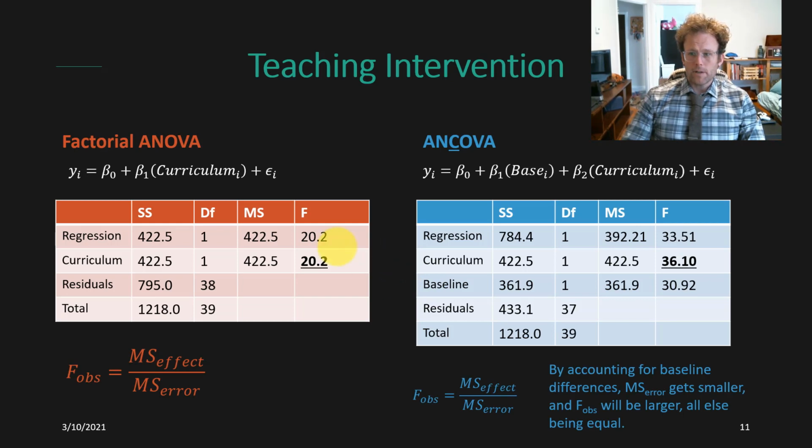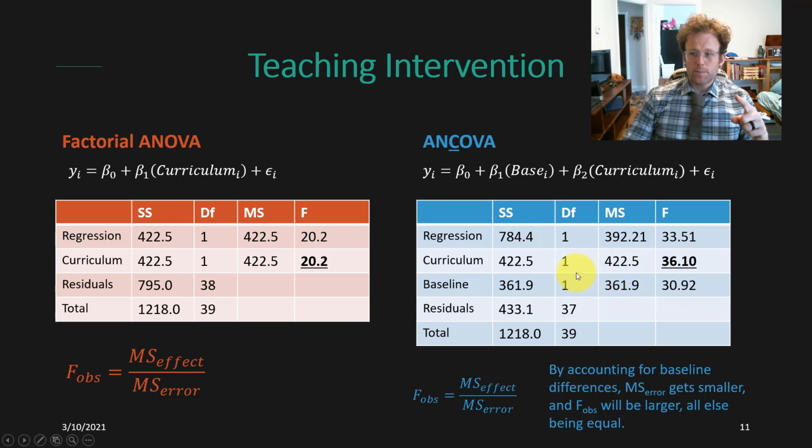So in an ANCOVA, what we're going to have is the same dependent variable, our post-test scores, but now in addition to the effect of curriculum, we want to control for what people's baseline scores were. So this is going to make our analysis of variance table a little bit more complicated. And one of the first things you'll notice is that our sum of squared errors for the regression total is much larger. We're now explaining 784 squared errors as opposed to 422.